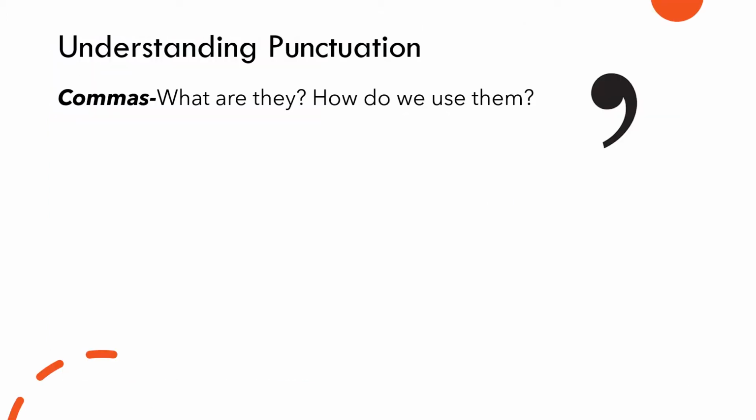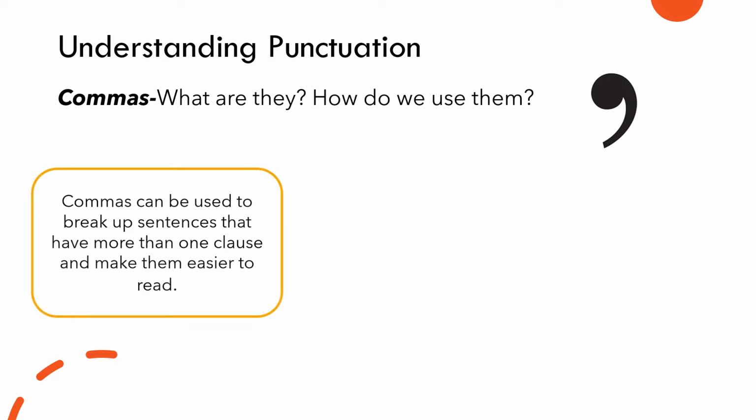So the first thing we're going to look at today are commas. What are they, and how do we use them in our writing to make our writing more effective? Commas can be used to break up sentences that have more than one clause and make them easier to read. Whenever we refer to a clause in English, we essentially mean one idea. So if a sentence has one clause in it and one idea, then generally speaking, you won't be needing a comma to break it up. But if it has more than one idea or more than one clause, then you'll need a comma just so that it makes sense and it's easier to read.